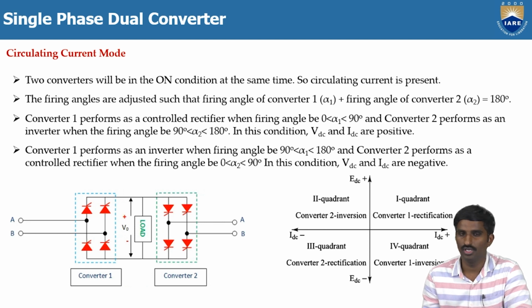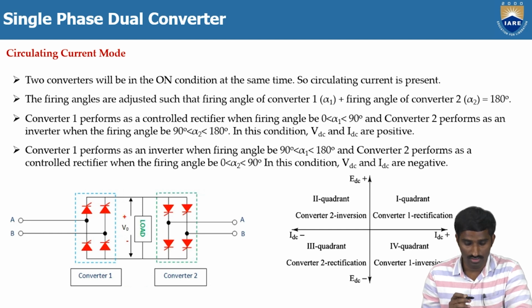Suppose the two converters are operating at the same time, then that kind of mode is called a circulating current mode, because a circulating current is present, flowing from one converter to another converter. So that's why it is a circulating current mode. When will the circulating current mode happen? Only when the two converters operate at the same time, so that current from one converter to another will flow. That type of mode of operation is called a circulating current mode.